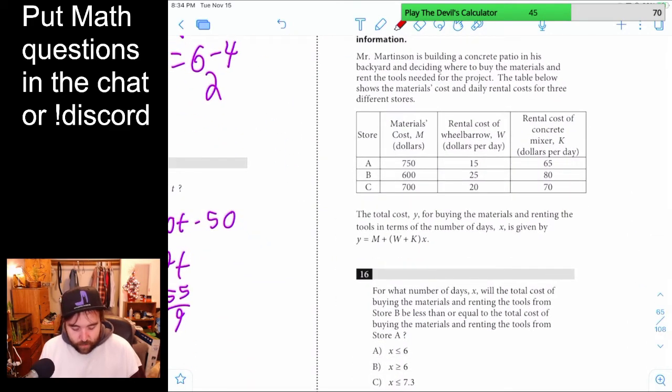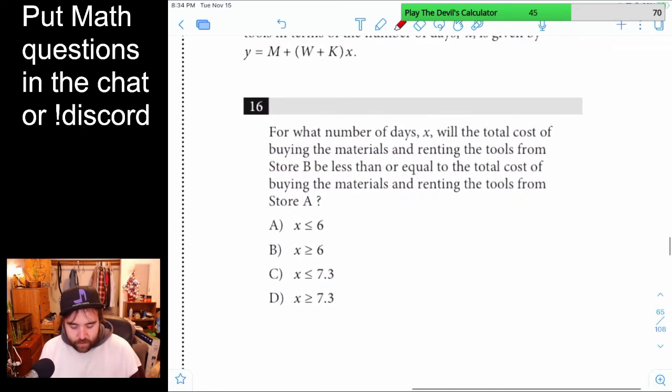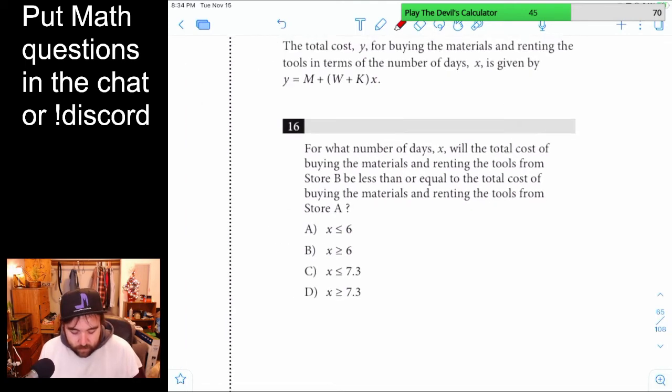All right, so now we got one of these. So let's again not read too much. Let's not read at all. Let's just go to the question. For what number of days X will the total cost of buying materials and renting tools from store B be less than or equal to the total cost of buying and renting materials from store A?